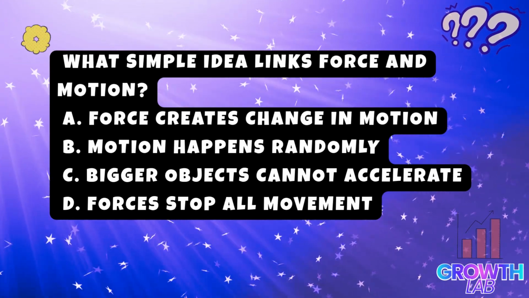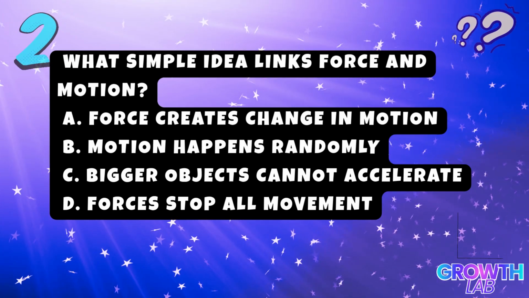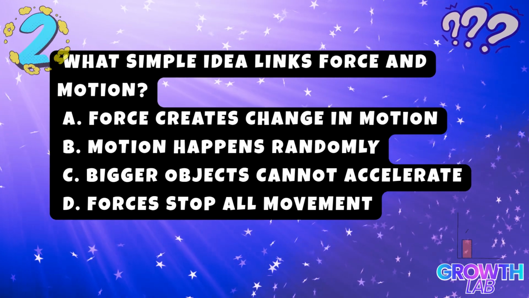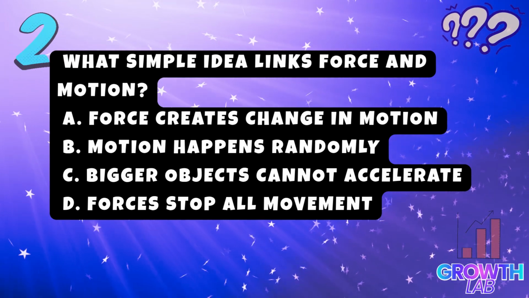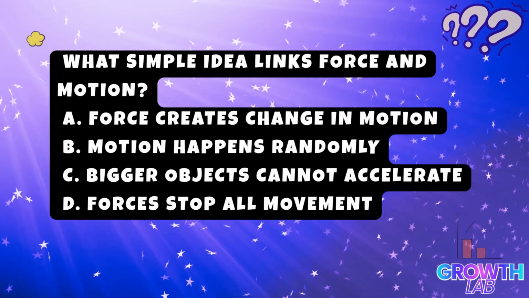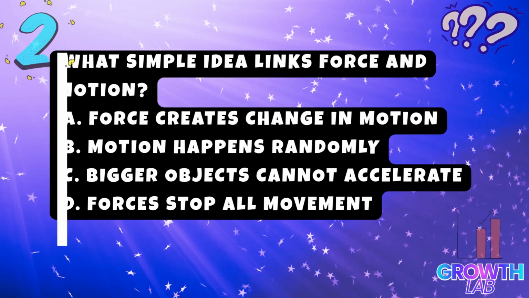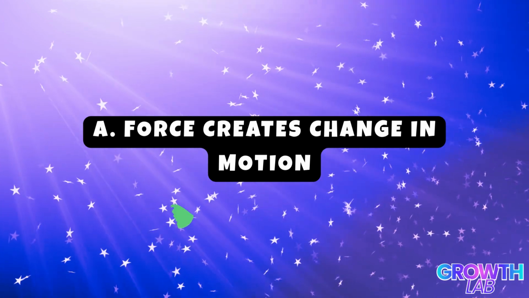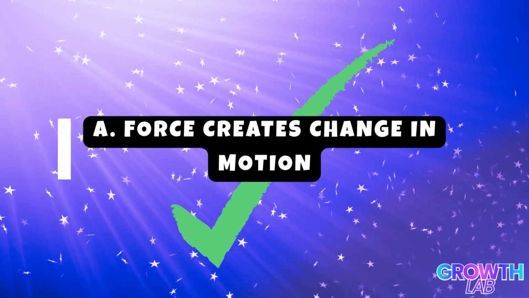Question 2. What simple idea links force and motion? Answer options are: Option A, force creates change in motion. Option B, motion happens randomly. Option C, bigger objects cannot accelerate. Option D, forces stop all movement. Correct option is option A, force creates change in motion. Forces are what alter movement.